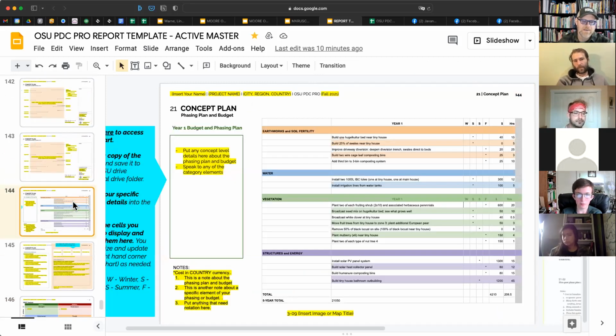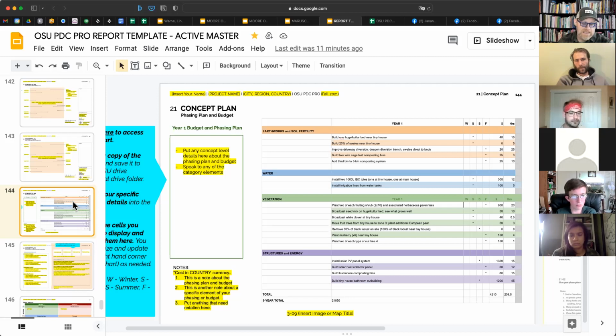Usually for us, the concept plan and the phasing plan is one of the most important elements for client design, because they want to know what steps they should take and when they should take them. So that can be something that I'll spend 25 to 30% of a final report on in terms of the amount of time I put into it, because it takes a lot of time and energy.